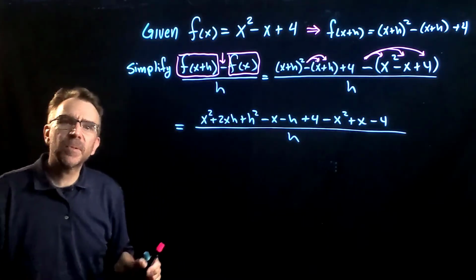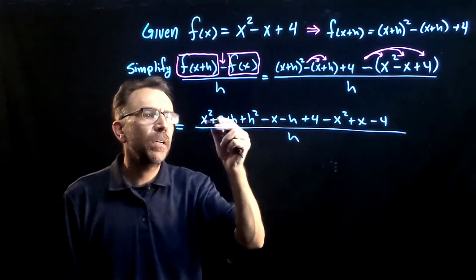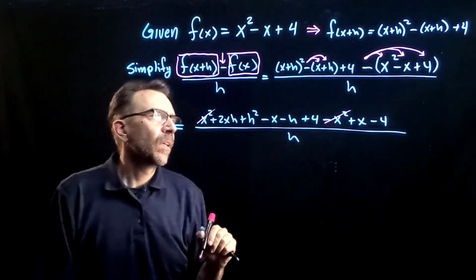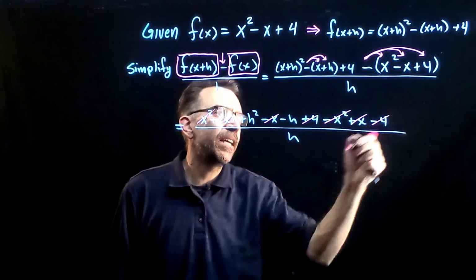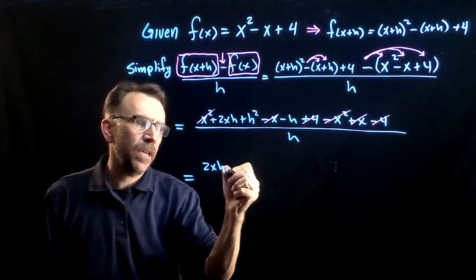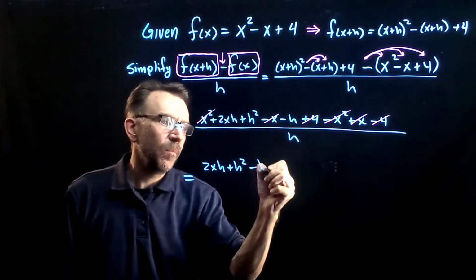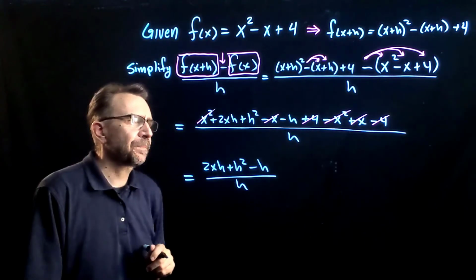Okay, at this point you'll see some cancellation. Notice we have an x squared here and a negative x squared. Those add to 0. All right, we have a negative x and an x. Those add to 0. And we have a 4 and a negative 4. Those add to 0. All right, so that leaves us with 2xh plus h squared minus h, all over h.